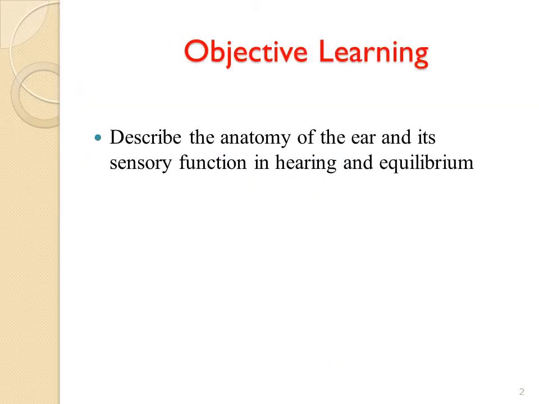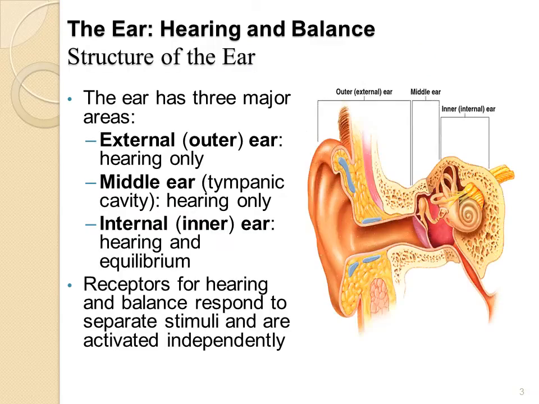As the objective of this lecture, describe the anatomy of the ear and also the sensory function in hearing and equilibrium. What is the meaning of ear? It includes hearing and balance. Now, what is the structure of the ear? The ear has three major areas. These include the external, middle, and internal ear.